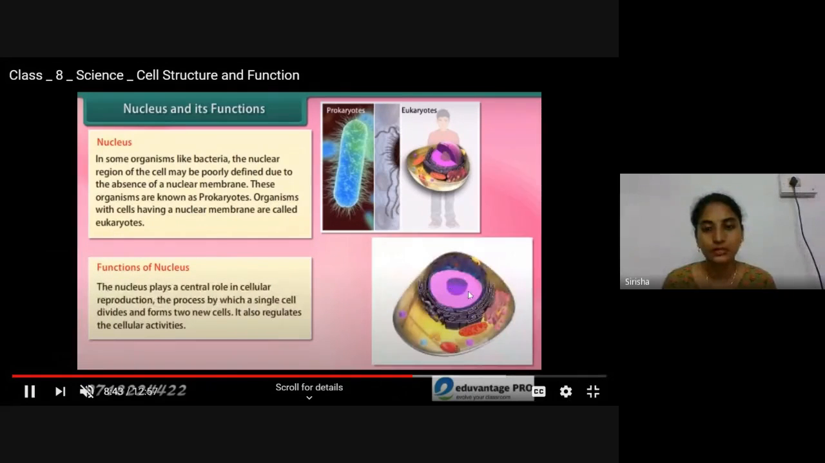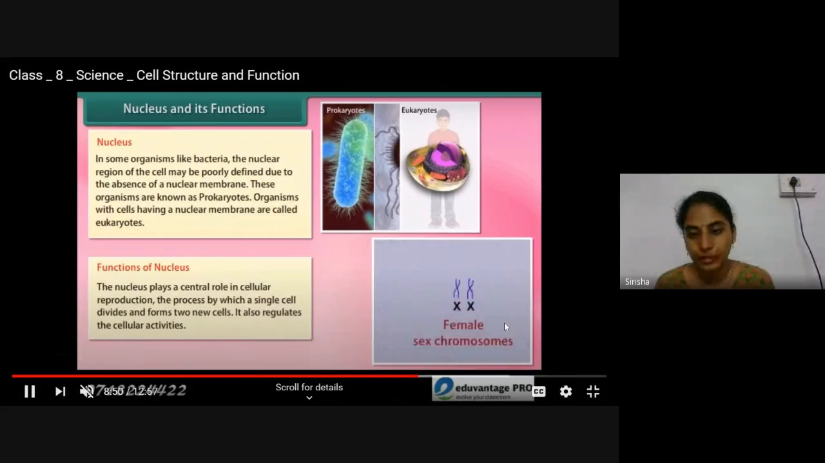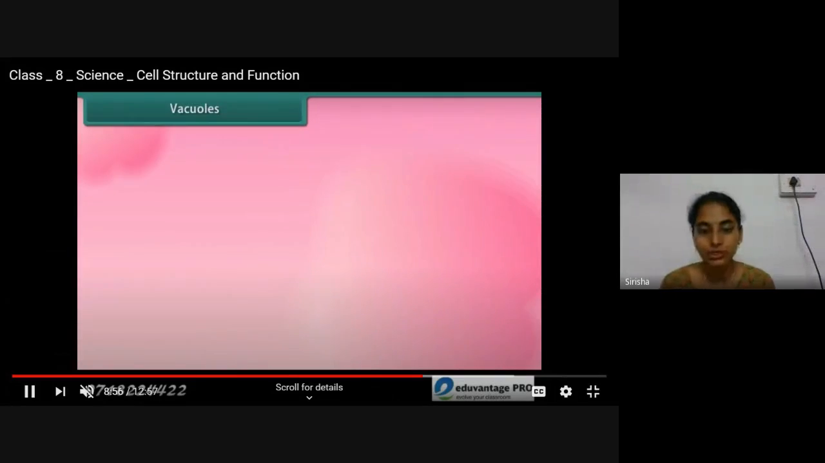This is the nucleus which is present in the central part. The violet color structure is called the nucleus. So these are the chromosomes which are transferred from one generation to another generation.